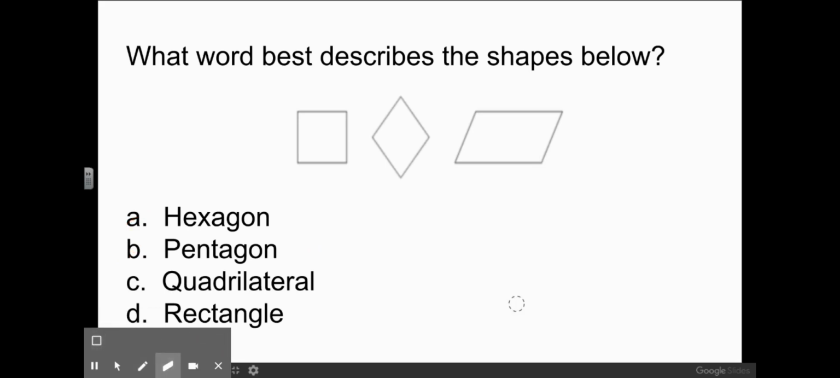And then we have quadrilateral. Isn't that the name for four-sided shapes? So it could be quadrilateral. Or D, rectangle. Well, we know that this is not a rectangle and this is not a rectangle, that's a square. So our best option here would actually be C. All these shapes are four-sided shapes or quadrilaterals.